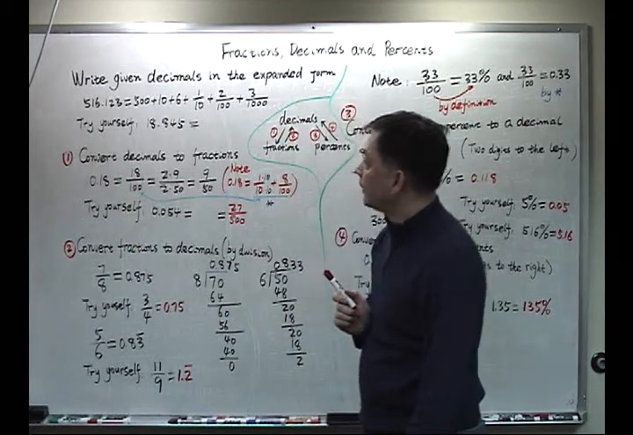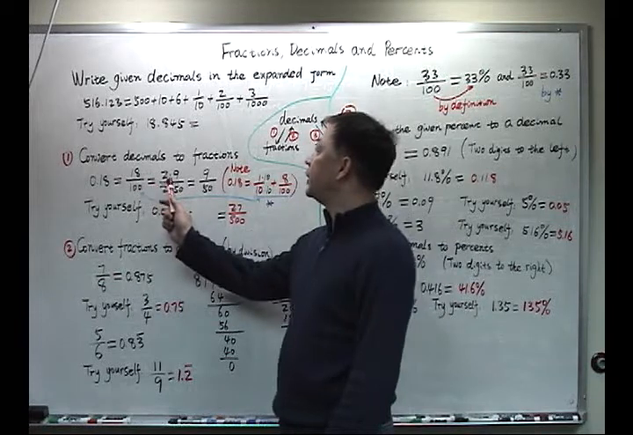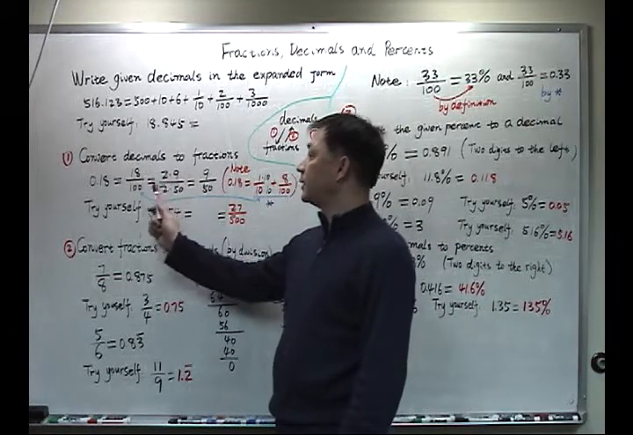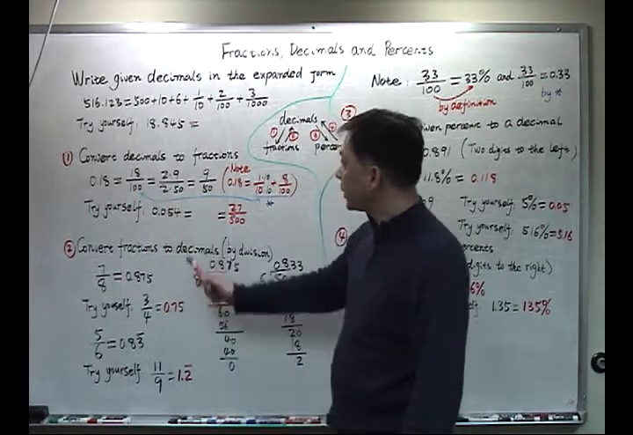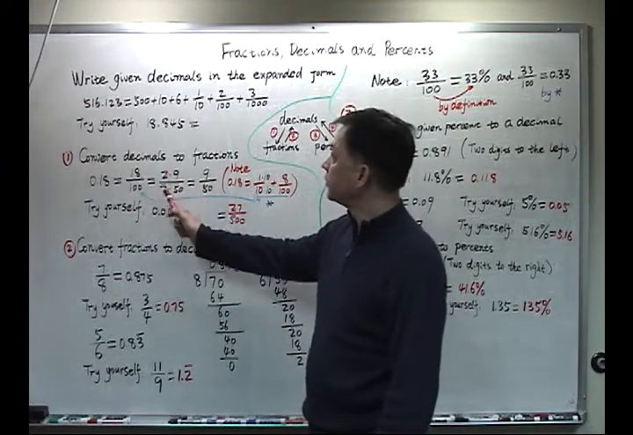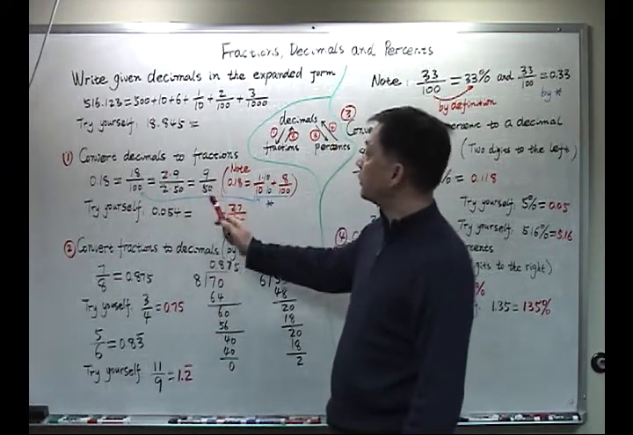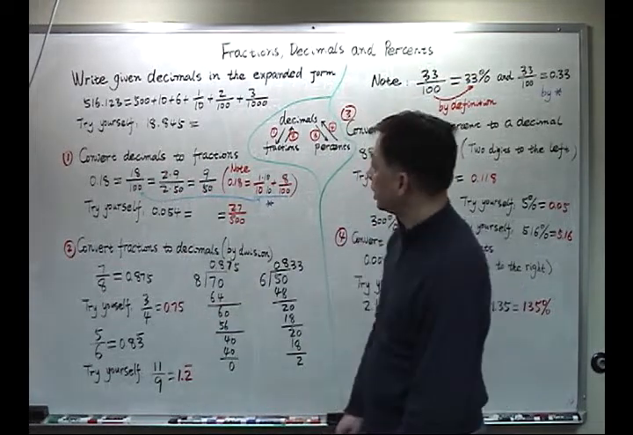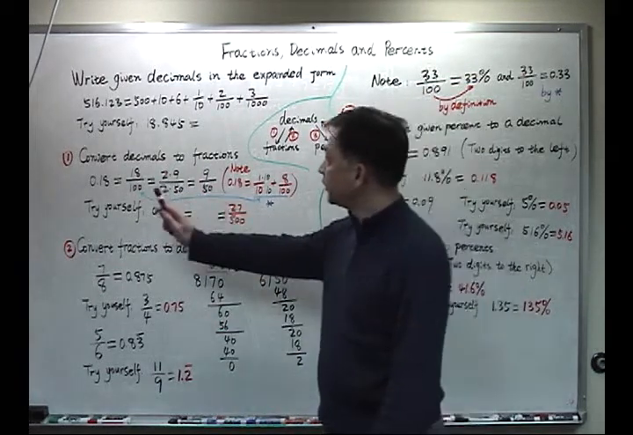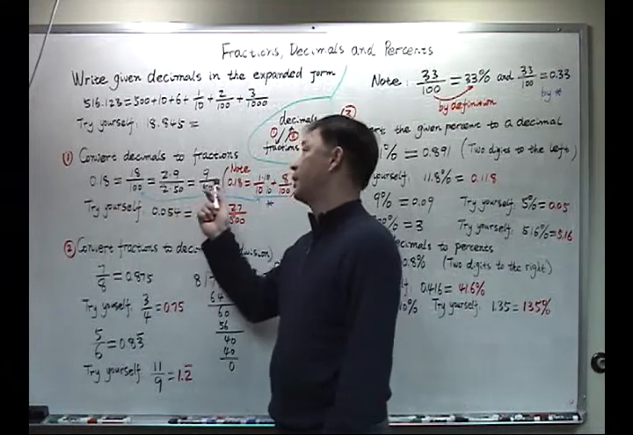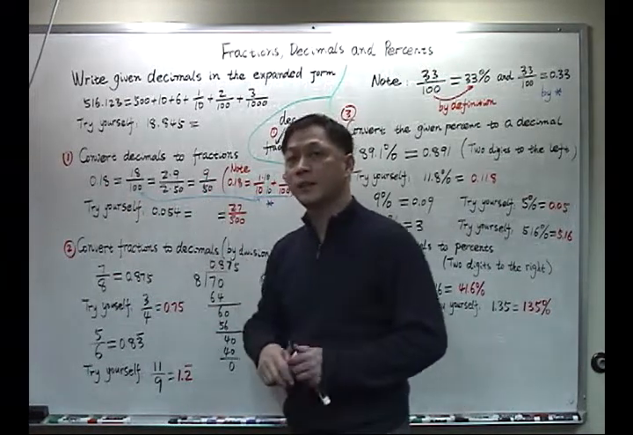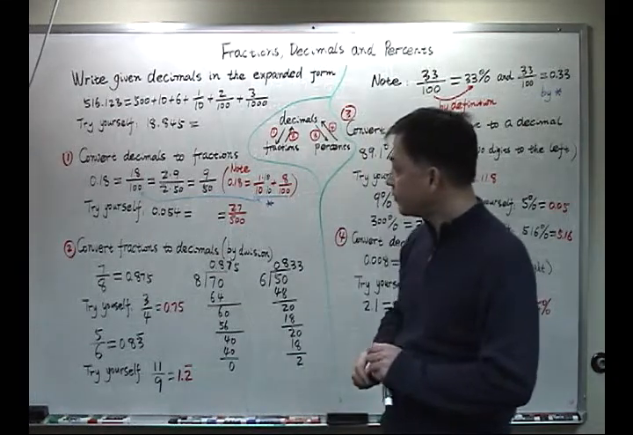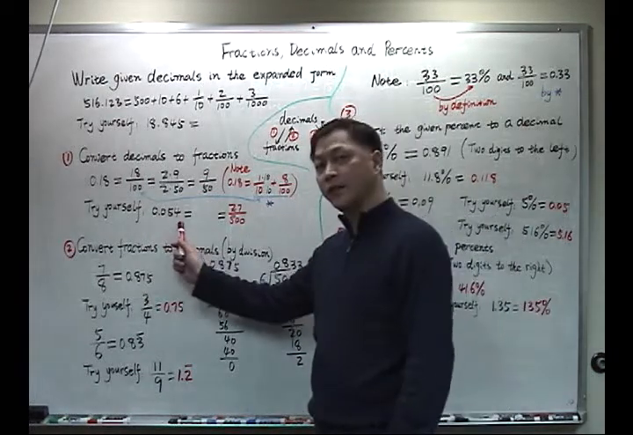Okay? And then you know 18 can be written as 2 times 9. 100 can be written as 2 times 50. You cancel this 2, then you have 9/50. Okay? So that's the final answer. For 0.18, the fraction is 9/50. Okay? Now, try this one yourself.